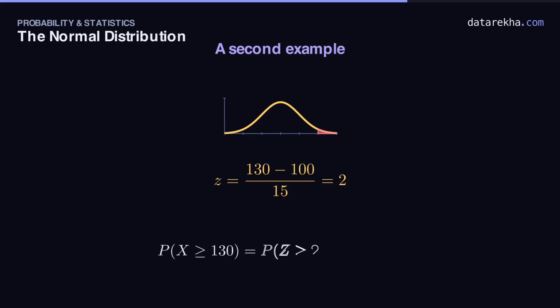But phi always gives the area to the left. For a right tail, we take the complement. 1 minus phi of 2. That's 1 minus 0.9772, which is 0.028. A little over 2%, a rare high score.